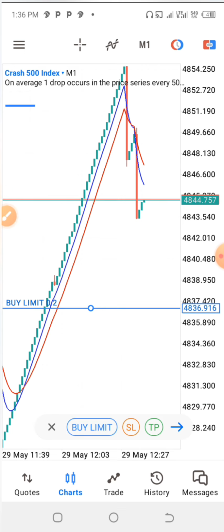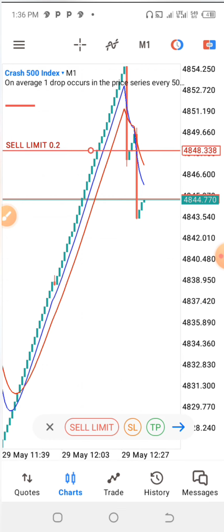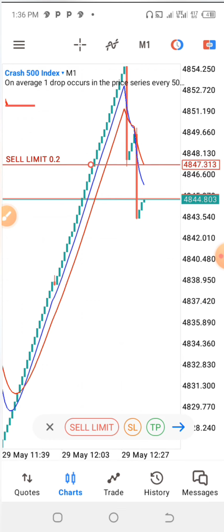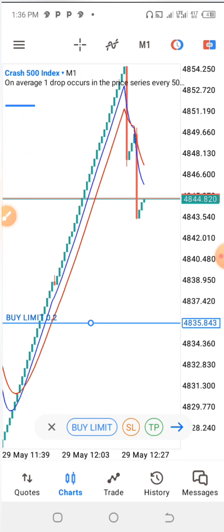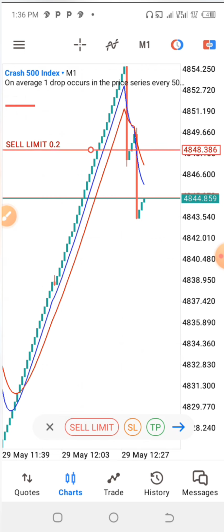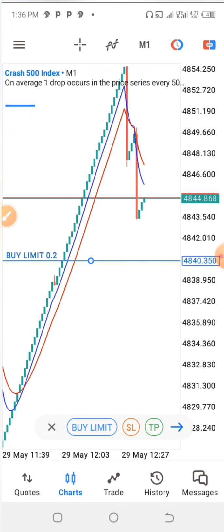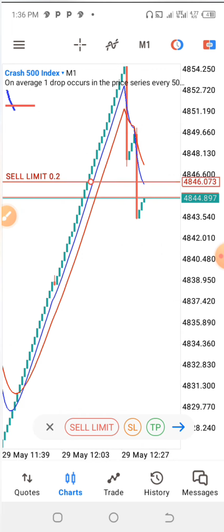Look at how this thing works. When you shift it like this, it becomes a sell limit. Even when it comes to this place, it becomes a stop loss. So when you place this one, your market will not start counting. It becomes a stop loss and sell limit.